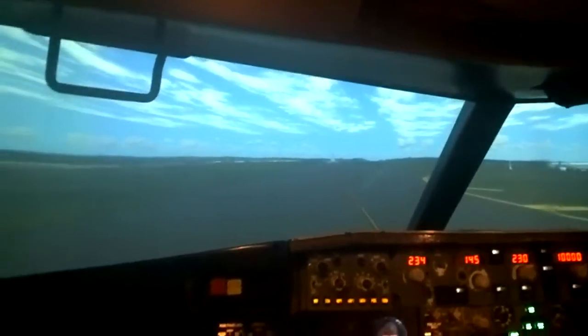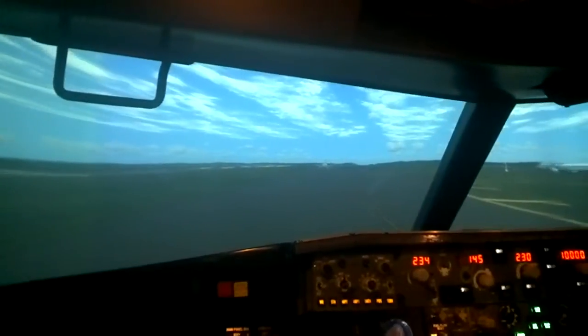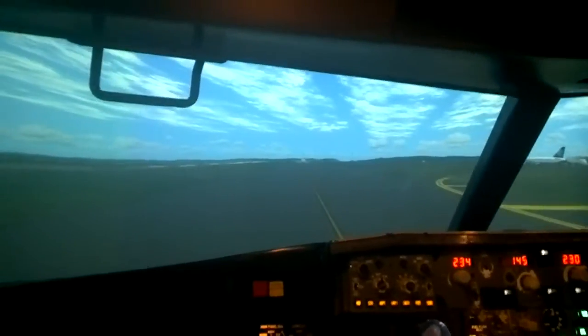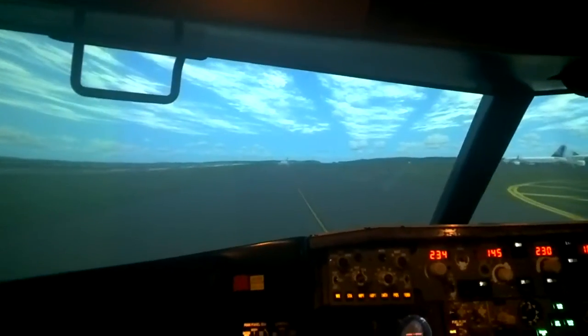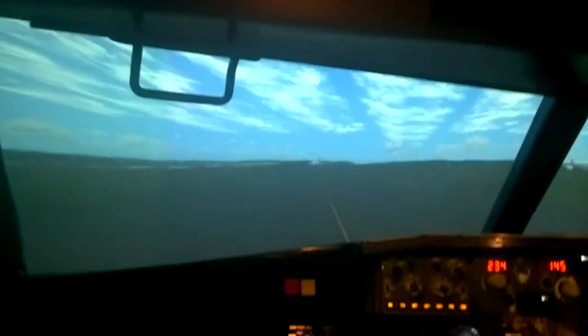So why would you use this control over using the pedals? The tiller turns through 57 degrees. The rudder pedals only turn through 7 degrees. Got it. But in the simulator, it's not quite coordinated that much.